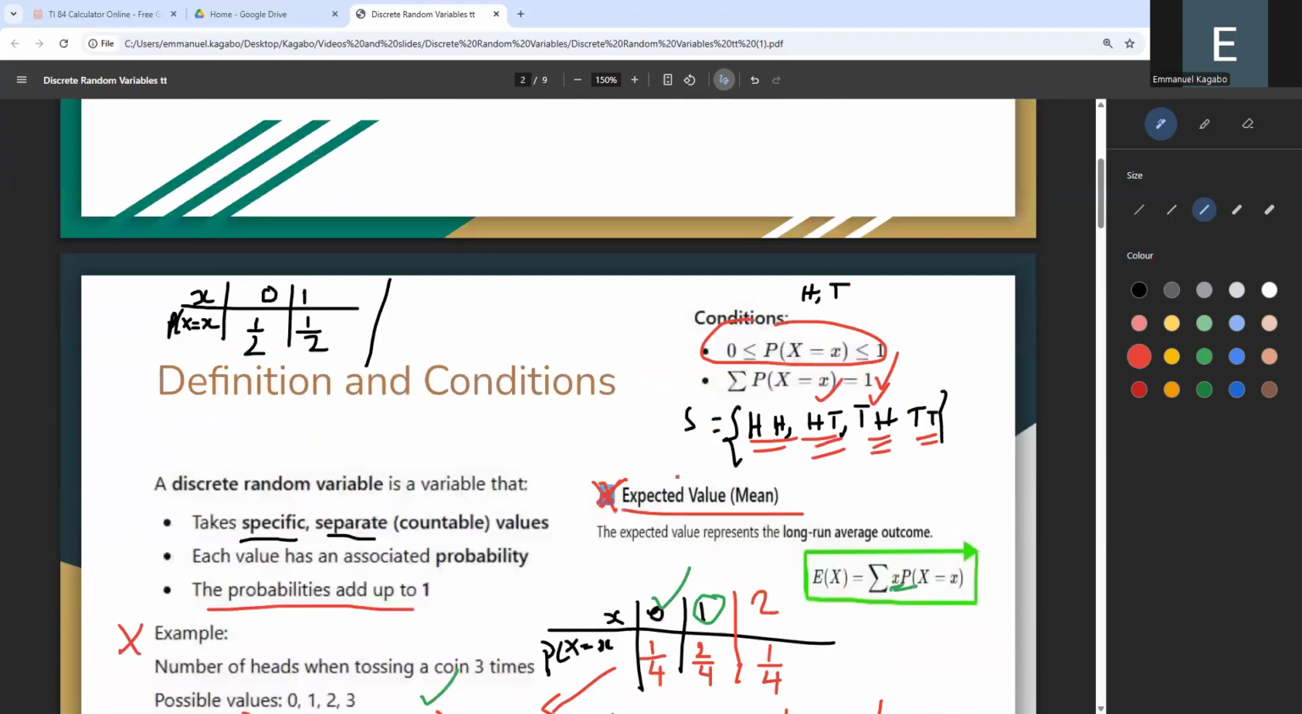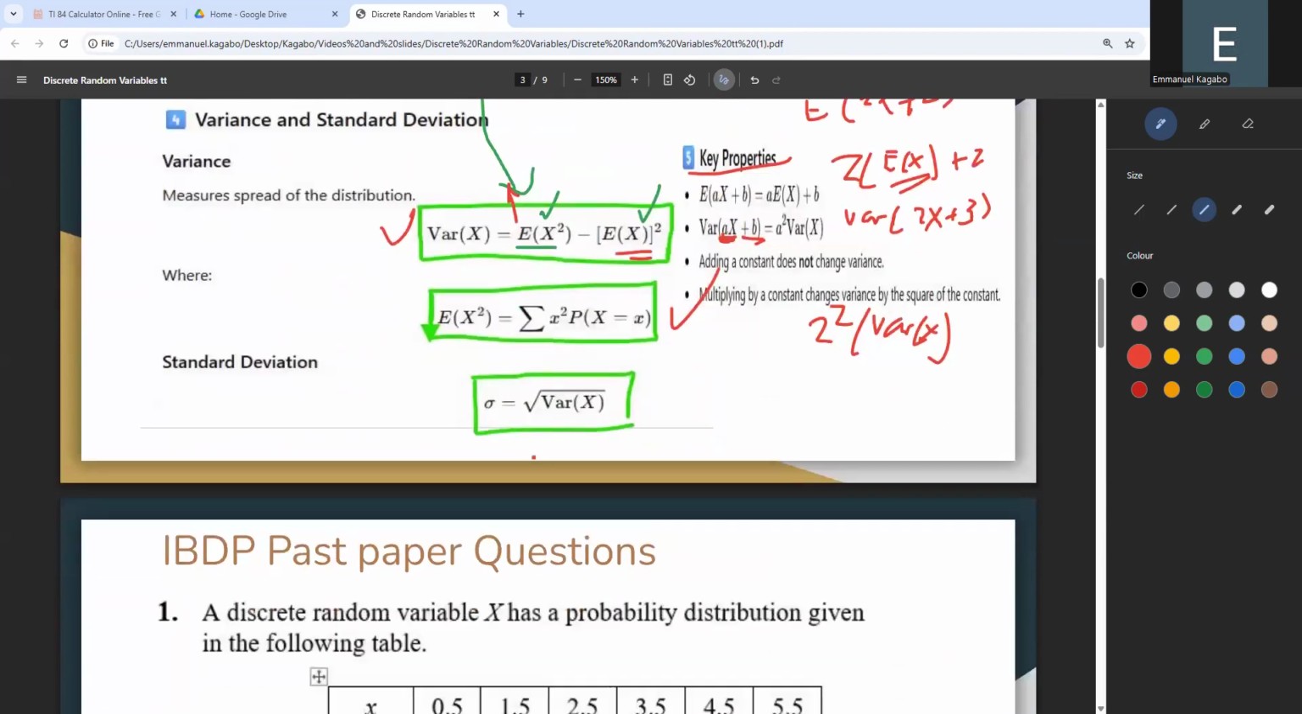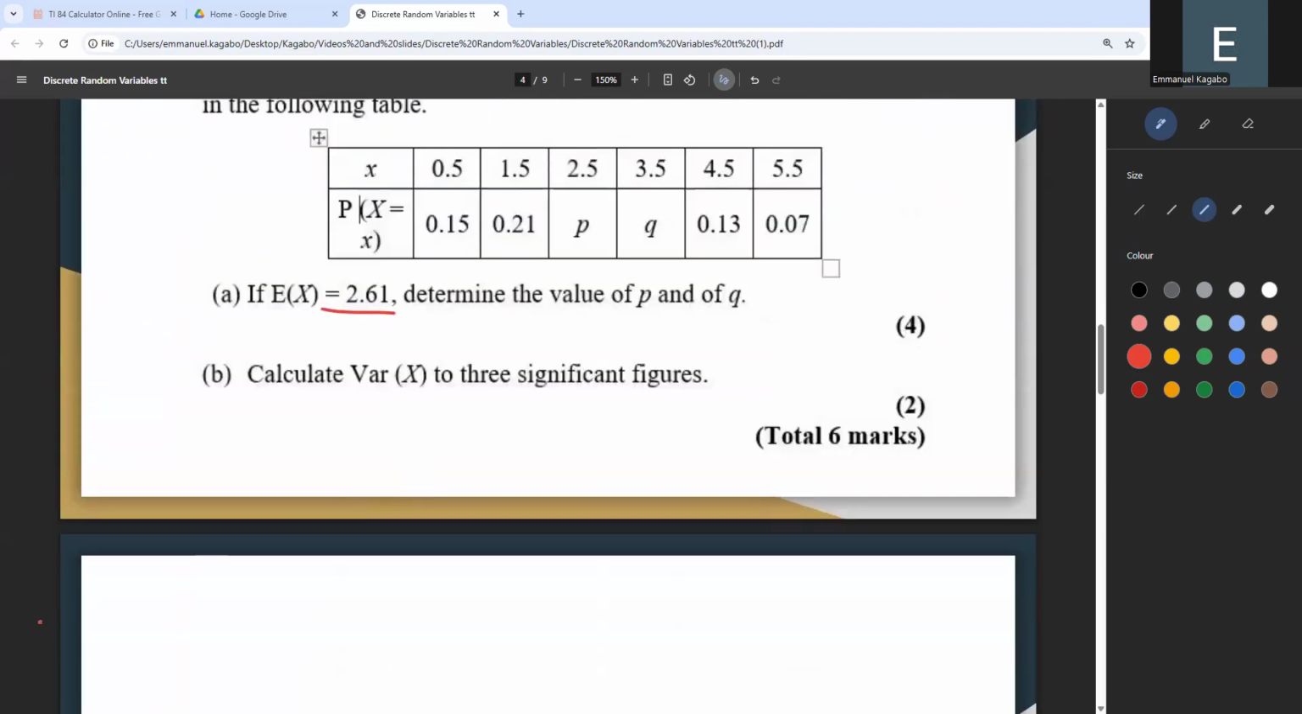That's what I was talking about here, guys. The probabilities all the time add up to 1. In the exam, they will never tell you that. You should be knowing that. Okay, what are my probabilities now? It's 0.15 plus 0.21 plus P plus Q altogether plus 0.13 plus 0.07. This one should always give me 1.